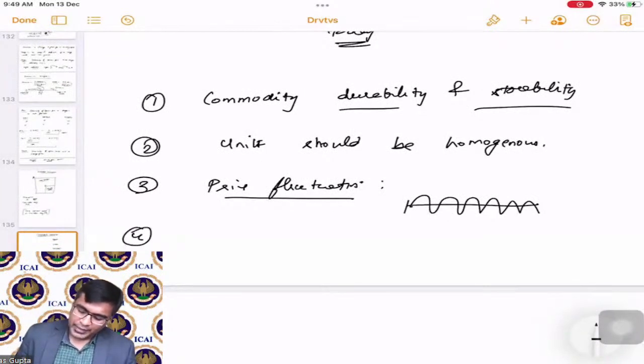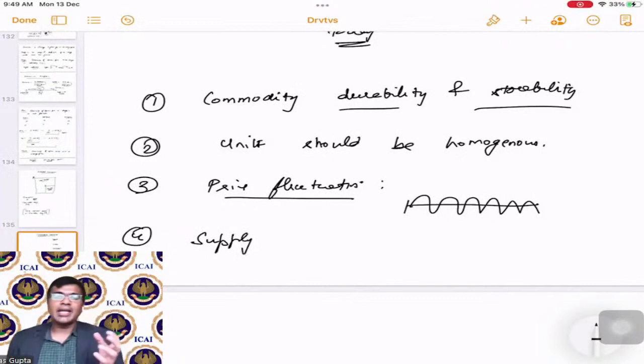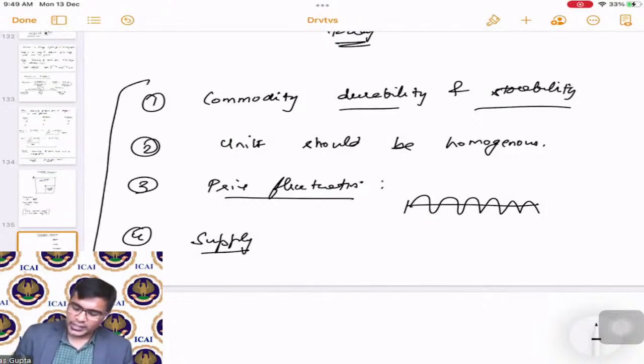And the fourth part, the supply should not be controlled by someone. Supply of that commodity should happen automatically in the market, and there should be a use of forward contracting. Okay, so basically these are some of the prerequisites before which the commodity derivative can be given a birth. I mean, the commodity derivative to have these four conditions should be there.